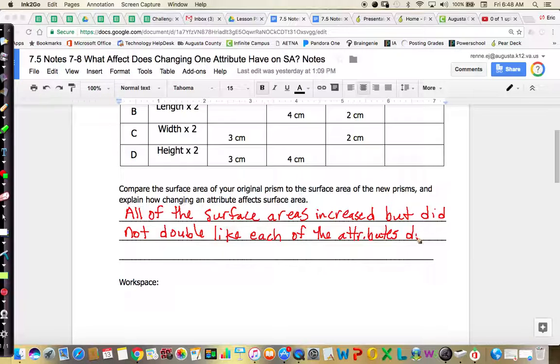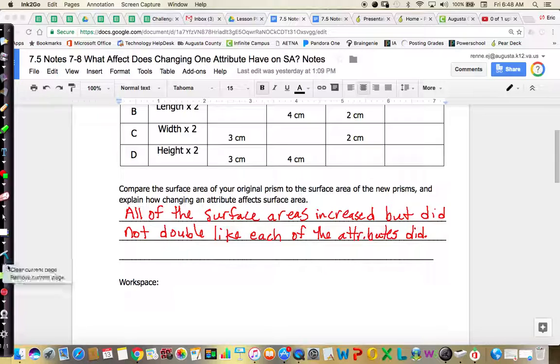Okay, now, did we apply a scale factor? Yes, we applied a scale factor. But did the scale factor have the same effect on the attribute as it had on the surface area? The answer is no, because it didn't double. We doubled the length, the width, and the height, but none of them made the surface area double.